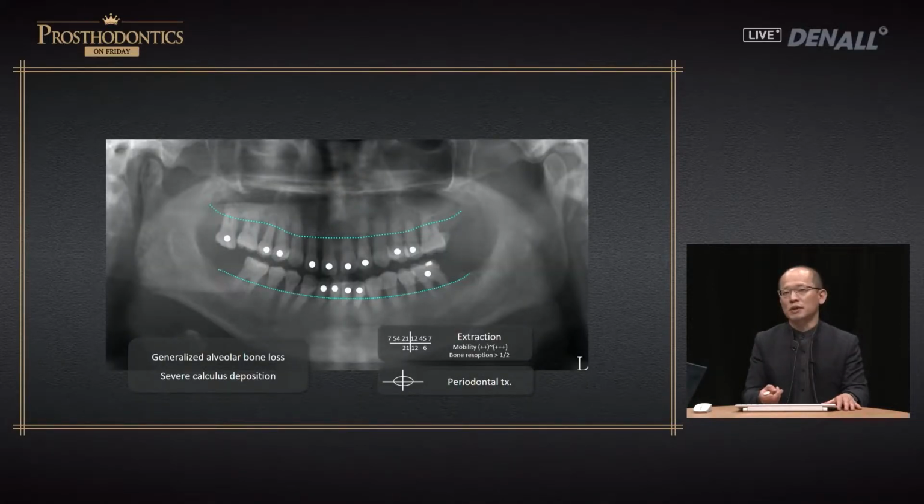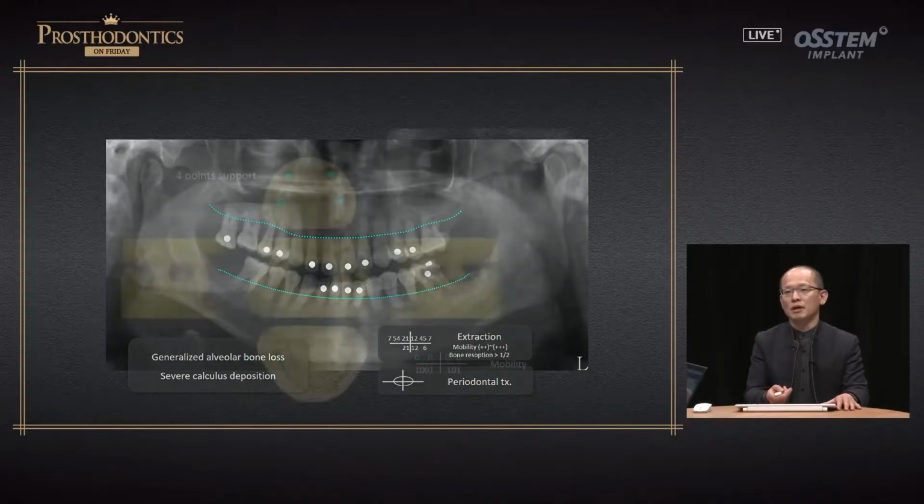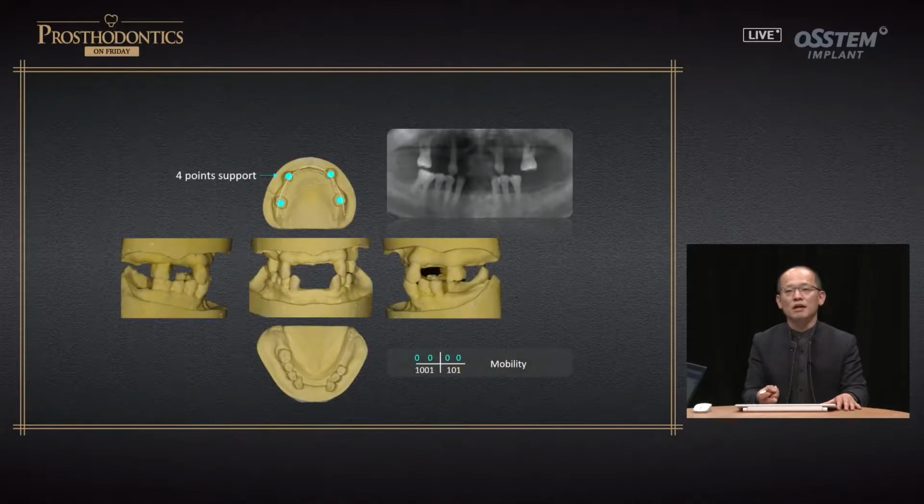So this is one case. Overall, there are teeth, but because of perio problems, you have to extract, and there are four remaining on the upper side and a few on the lower side. You see the vertical dimension is still maintained, so rehabilitation becomes easier.